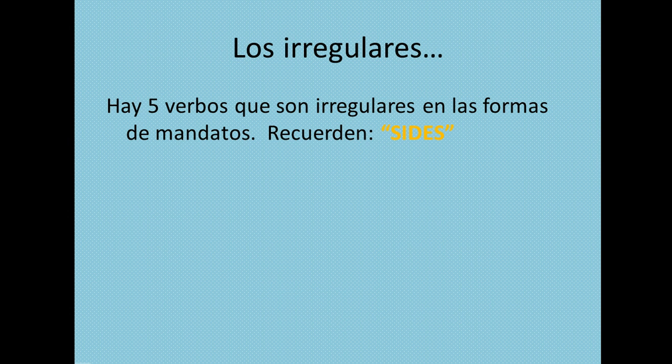And then of course we have some irregulars. There are 5 verbs that are irregular, and you can remember them by remembering SIDES. S-I-D-E-S. The first verb is the verb ser. This is our S. And its commands are sea for the usted and sean for the ustedes commands. The I stands for ir. The usted command is vaya, and the ustedes command is vayan.